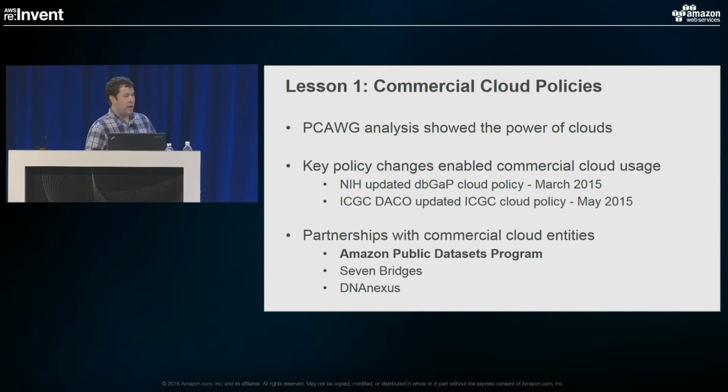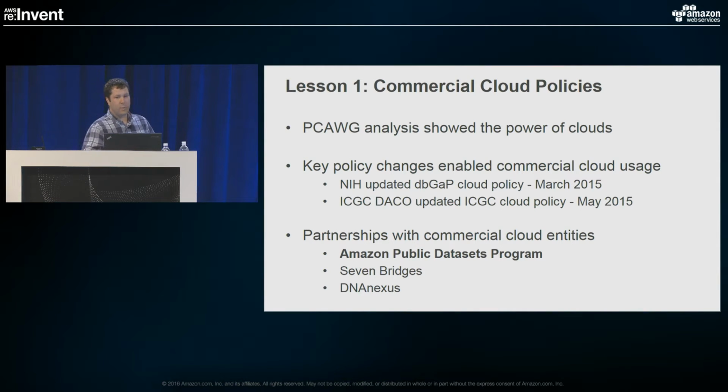So on the first side, going into this project, TCGA data we could not place on the commercial clouds. ICGC data we could only transiently process. But things started to change in March of 2015. The NIH updated their dbGaP cloud policy that allowed us to use commercial clouds for processing data. In May of 2015, the ICGC DACO updated the ICGC cloud policy. And that allowed us to not only compute in those environments, but also redistribute ICGC data, which comprised about half this data set, through commercial cloud environments.